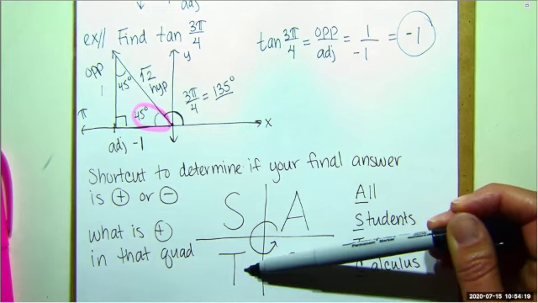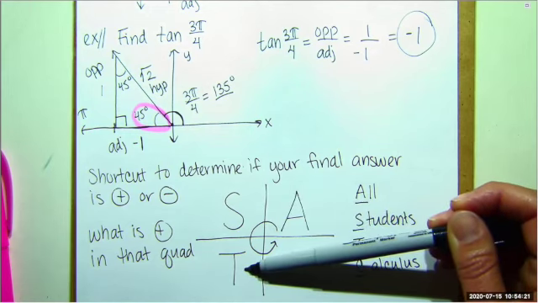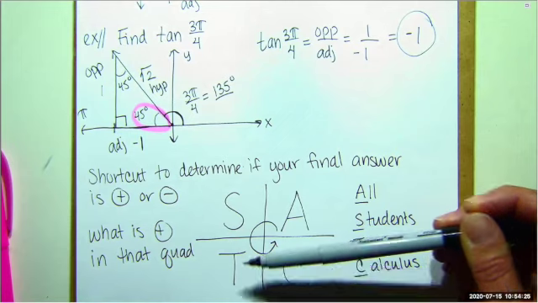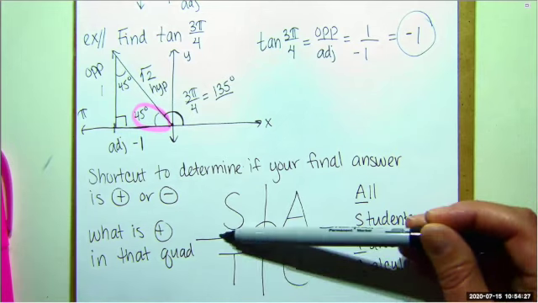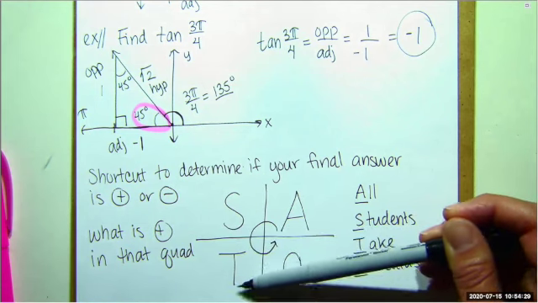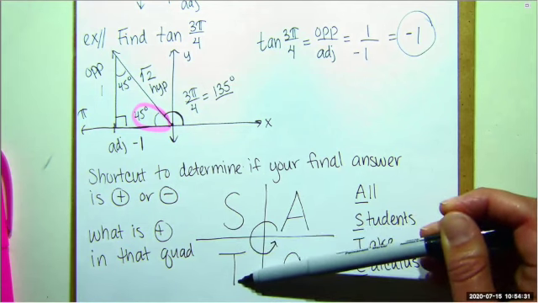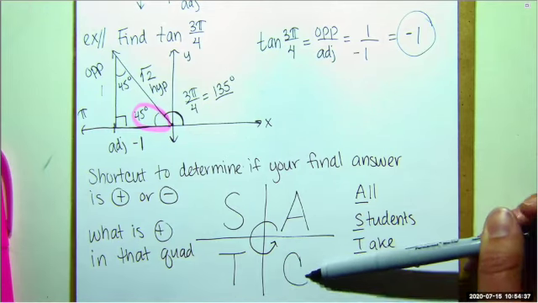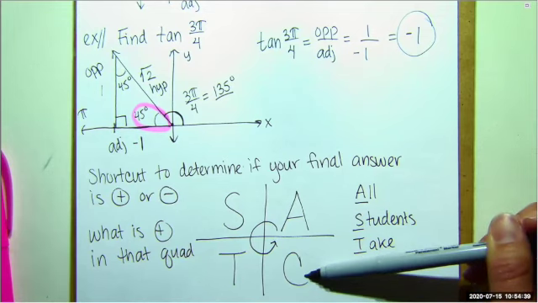In the third quadrant, we have a T. That means that tangent is positive, which means that sine and cosine are both negative. This should make sense. In the third quadrant, both x and y are negative. So that would make sine negative and cosine negative. Tangent would be opposite over adjacent, so negative over negative would give us a positive. In the fourth quadrant, we have a C. That means that cosine is positive, which means that sine and tangent are negative.